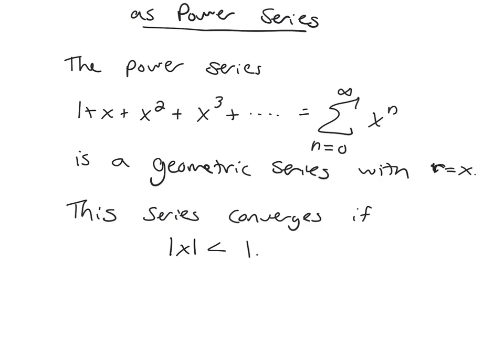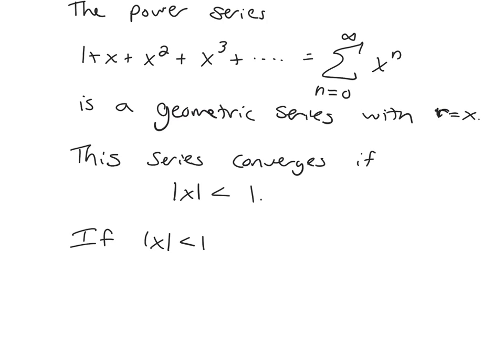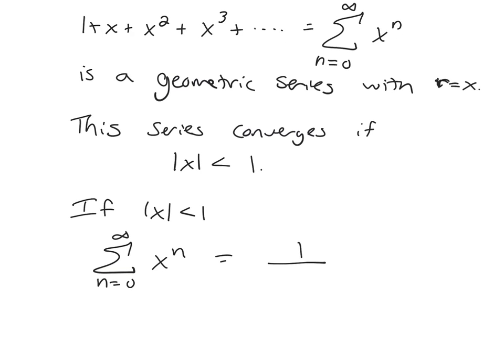What's really nice about geometric series is that we also have a summation formula, right? If it converges, our sum formula is a over 1 minus r. So if the absolute value of x is less than 1, then we can find the sum of this series and it's going to be, our first term was 1, over 1 minus x.